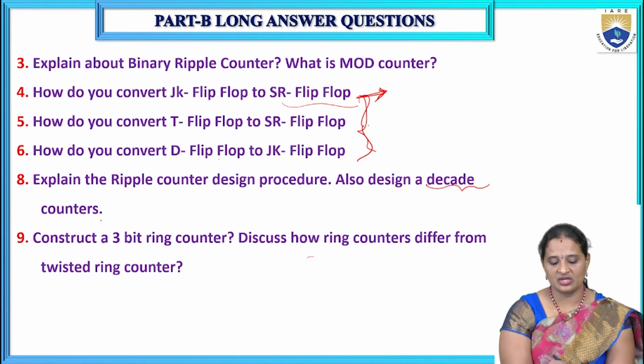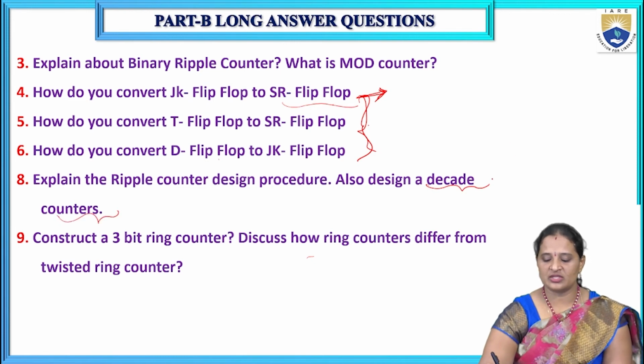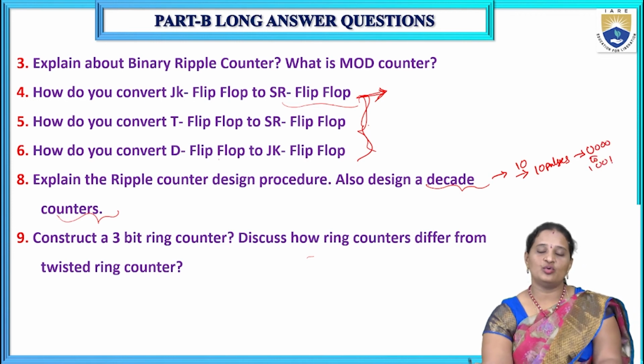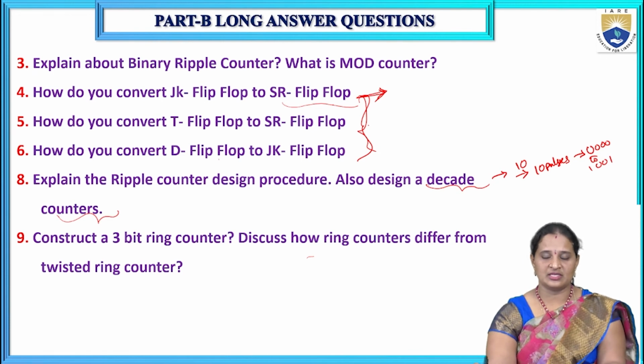He has only mentioned decade counter. Decade counter means what? Decade means 10. So the counter which can count 10 pulses. What does 10 pulses mean? It has to count from 0000 to 1001, right? 0 to 9. Total 10 pulses it can count.